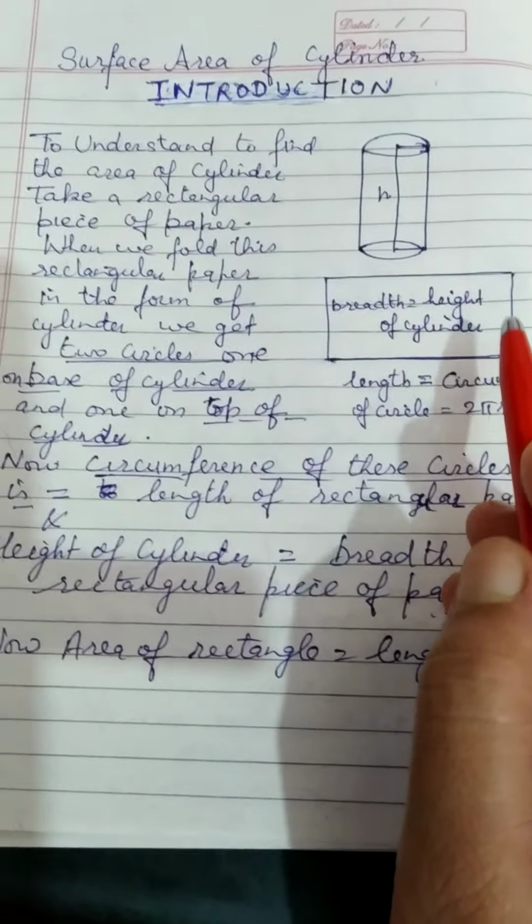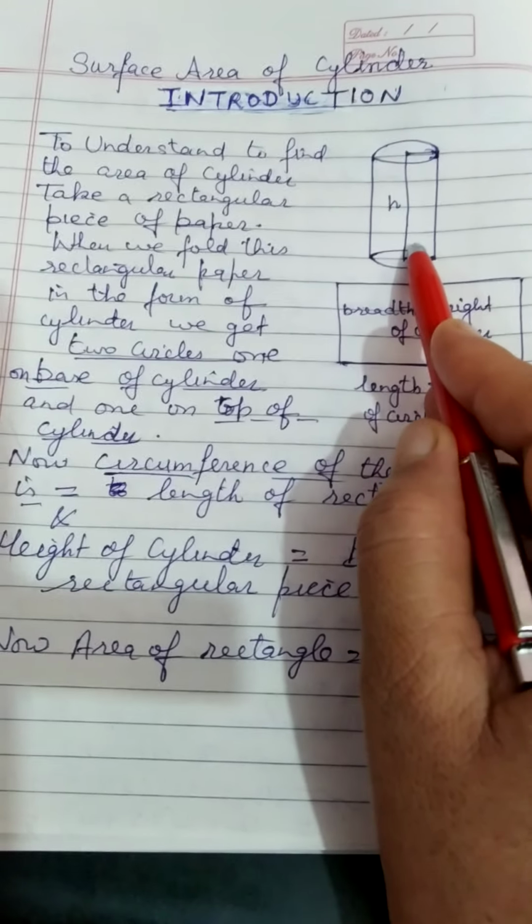Now consider this is the circle on the bottom and this is the circle on the top when we fold this. Now you can see here that the breadth of this rectangular paper is the height of this cylinder, and the length of this rectangular paper is the circumference of this cylinder.